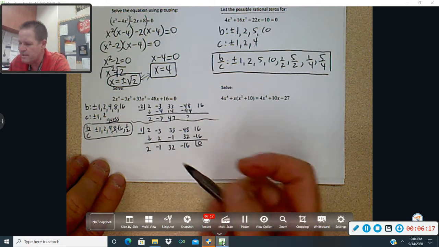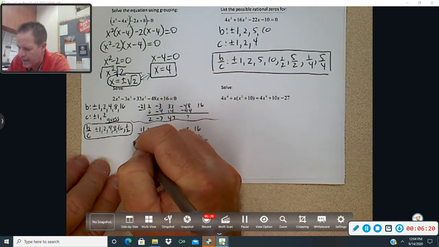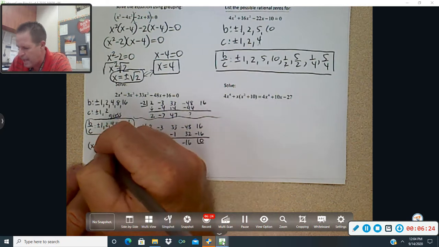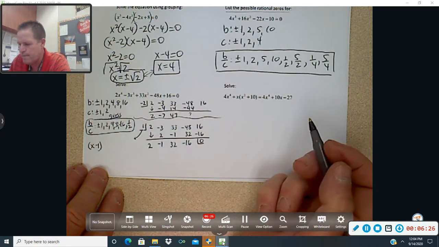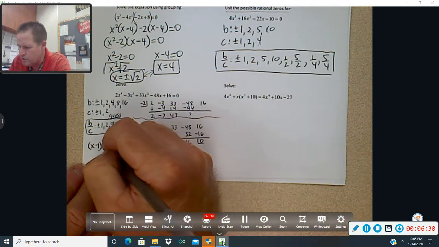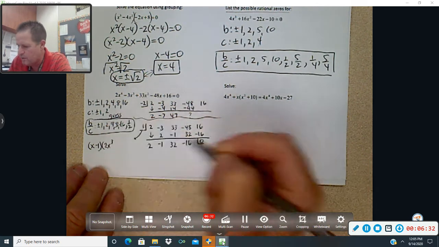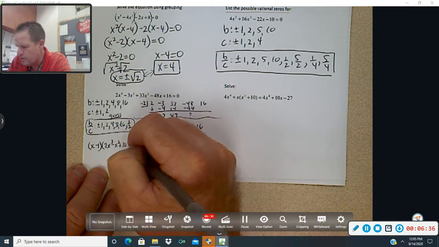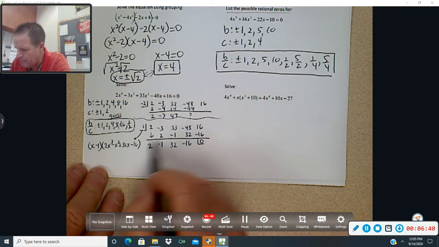Now, one of the big things is, do you understand what comes out of that? Okay, this 1 actually comes from x minus 1. Okay, that's one of my factors. Now my other factor is 2x cubed minus x squared plus 32x minus 16. That's coming from right here.